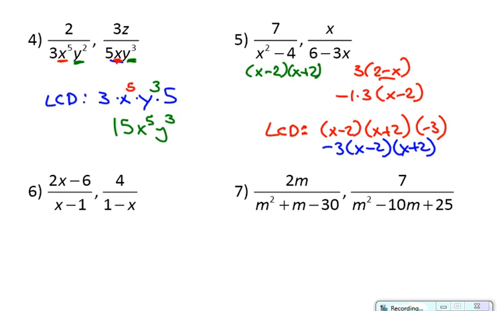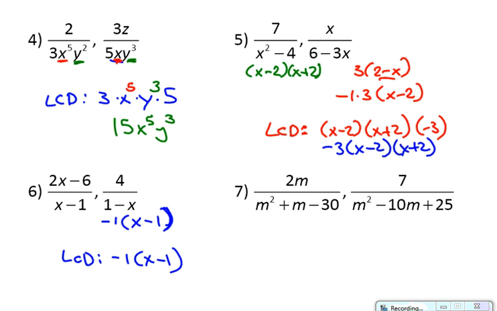Number 6, just another emphasis. x minus 1 and 1 minus x are the same but reversed. So we'll take a negative 1 out of that, and that's going to leave me with x minus 1. It turns that around. So my LCD for this would be negative 1 and x minus 1.